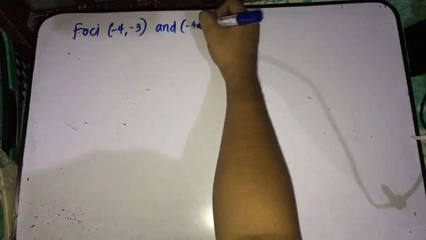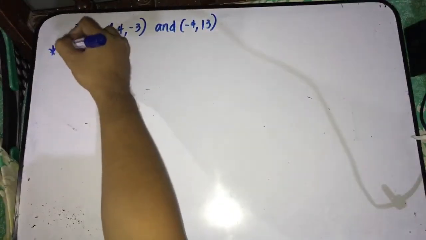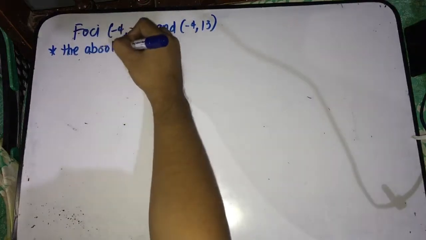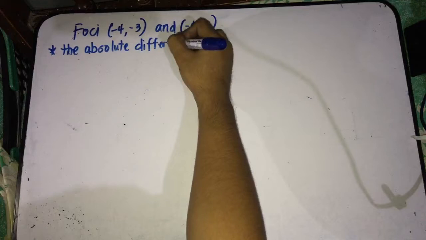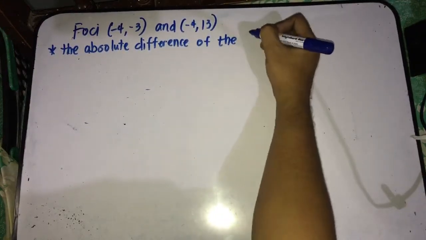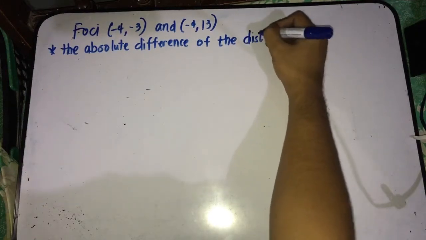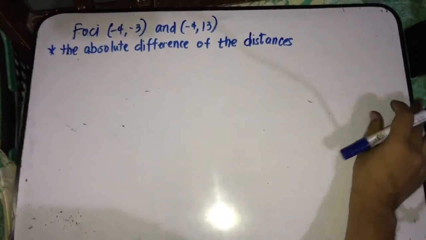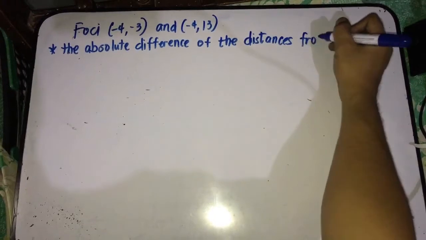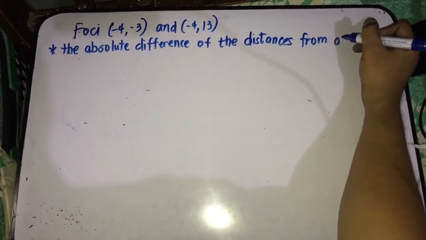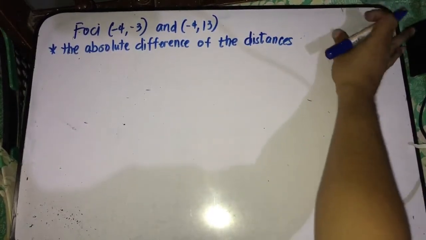This is the last problem from the seat work I gave you. What are the foci? Our foci would be located at (-4, -3) and (-4, 13). So there is another condition: the absolute difference.